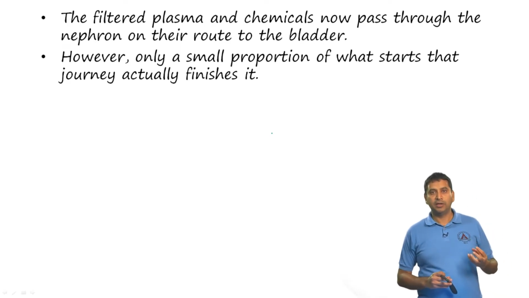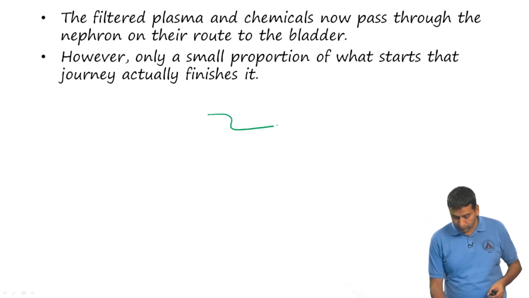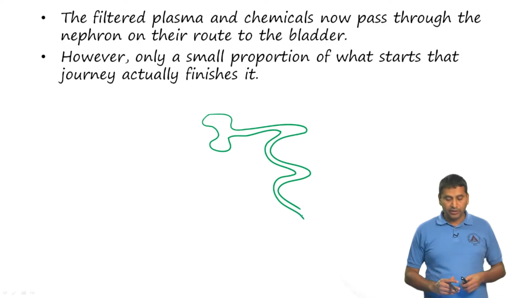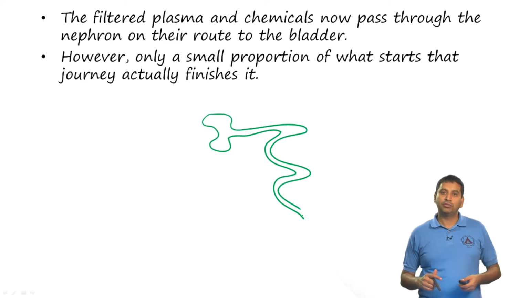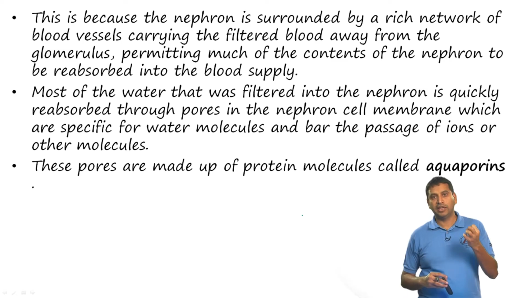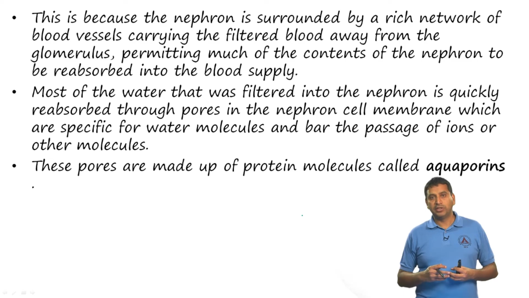So, the filtered plasma and chemicals now pass through the nephron, and we have already looked at the structure of the nephron. The nephron is something like this, and here is where the second process of purification occurs. Only a small proportion of what starts this journey actually finishes it. This is because the nephron is surrounded by a rich network of blood vessels carrying the filtered blood away from the glomerulus. This permits the contents of the nephron to be reabsorbed into the blood supply.